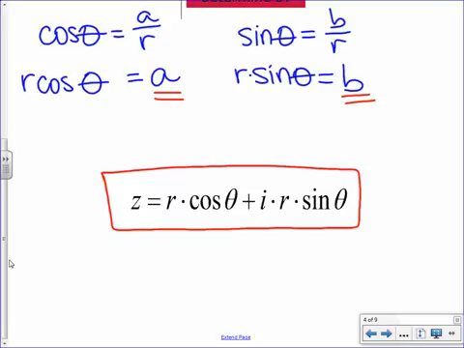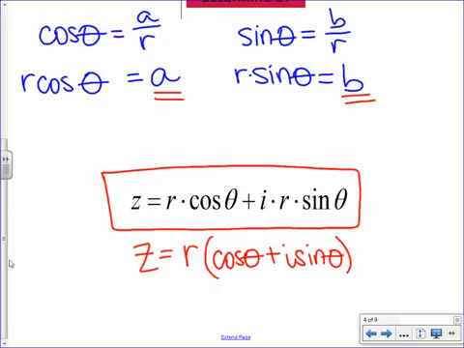Okay? You are going to see your book write it like this. R times cosine theta plus I sine theta. Since both terms have the R multiplied to it, you will see this more often than what I have typed here in black. Okay, so you may want to get used to just seeing that R factored out. I'll accept either way.